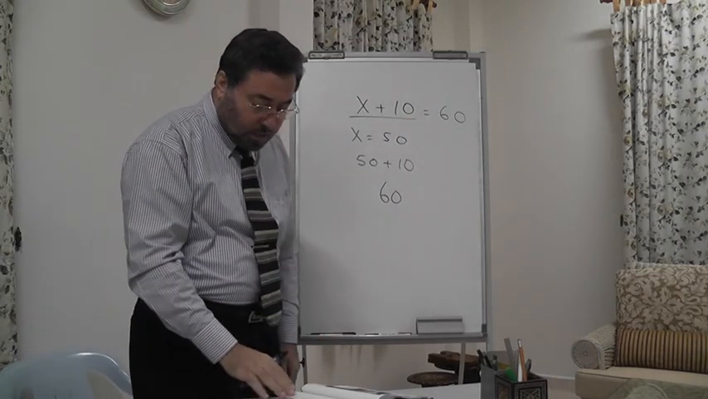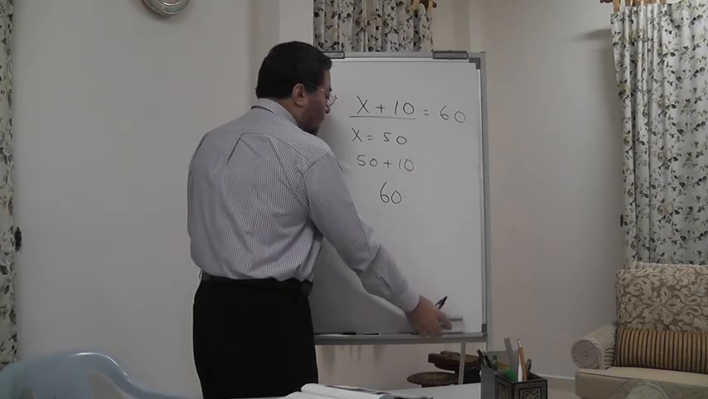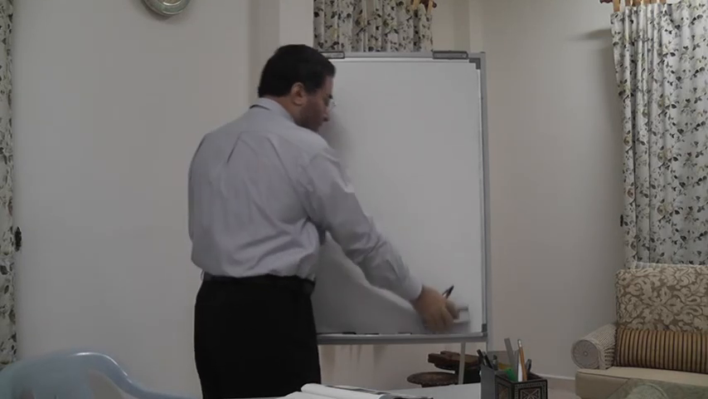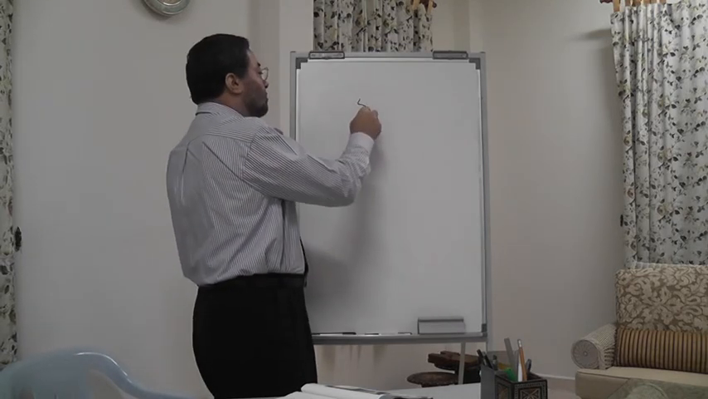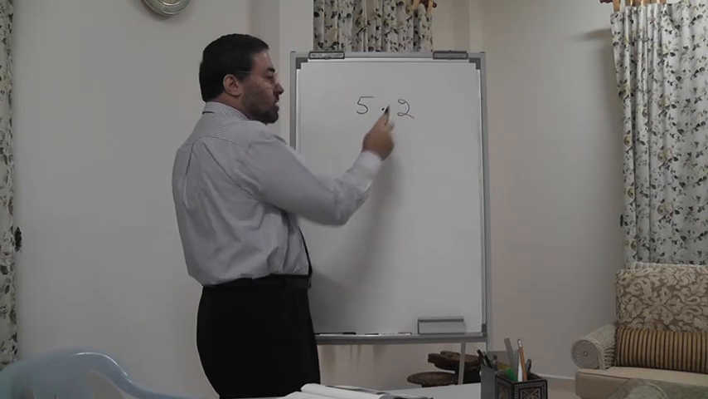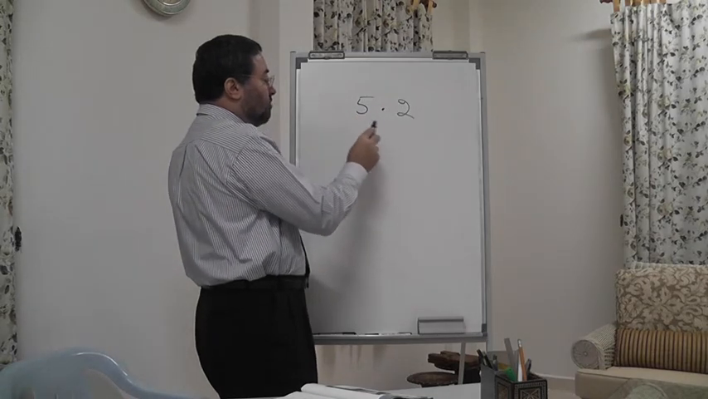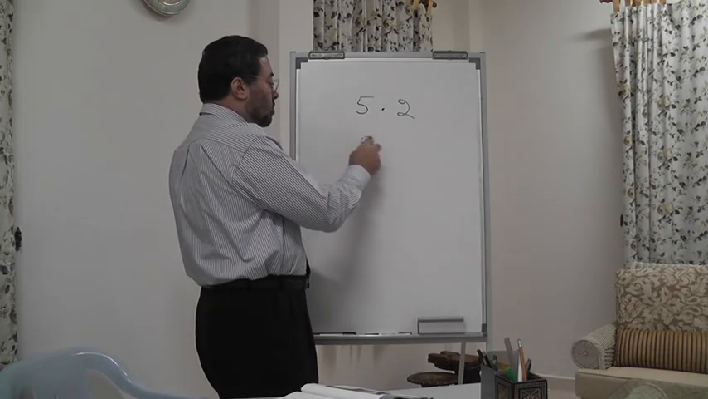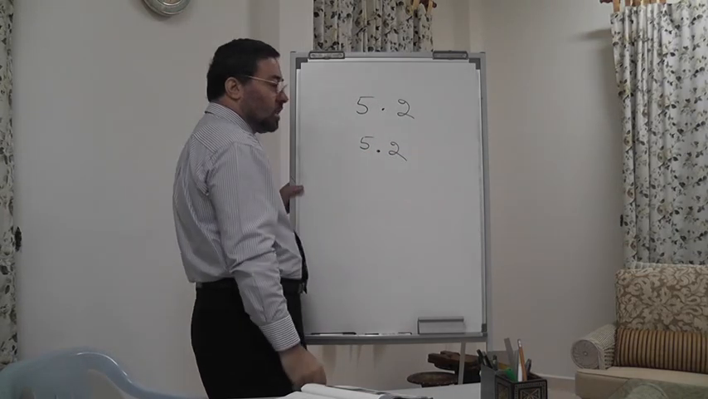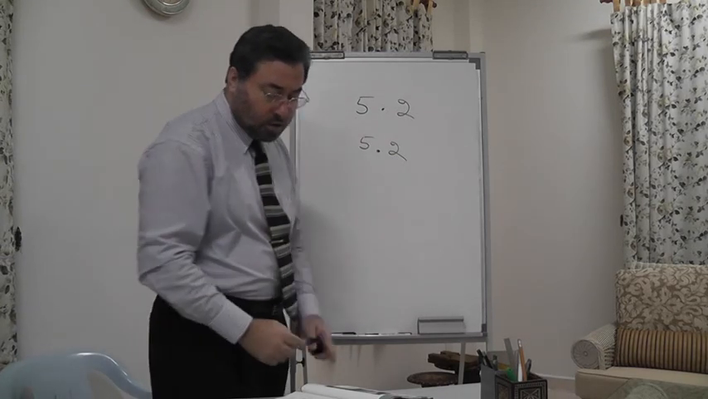One last thing is that we represent the multiplication sign in algebra with a dot. So when we have something like this, it means 5 times 2. It does not mean that this is 5.2, the decimal. 5.2 will be like this. The dot is lower, and the numbers are a little bit closer.